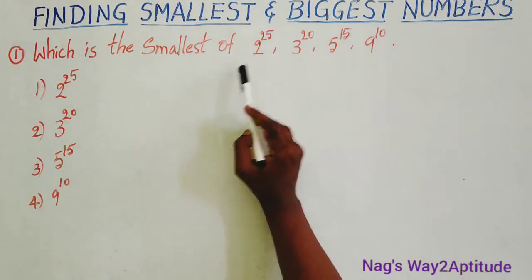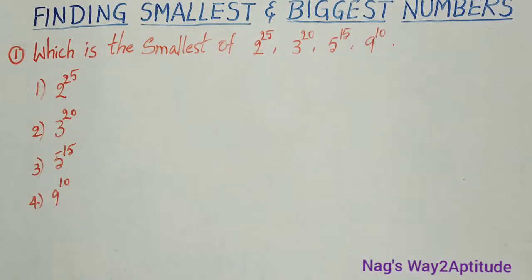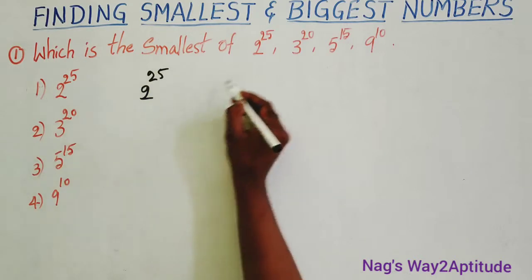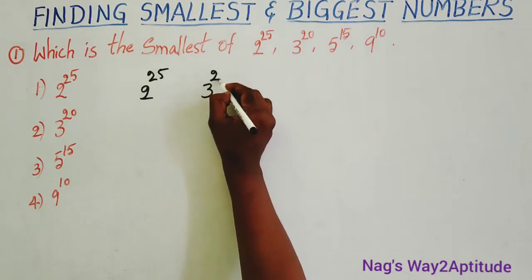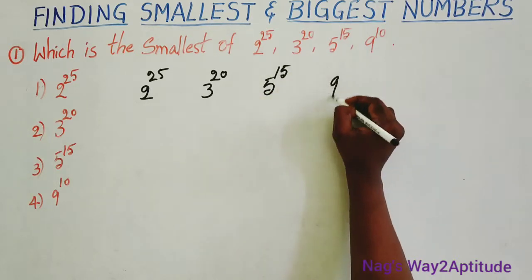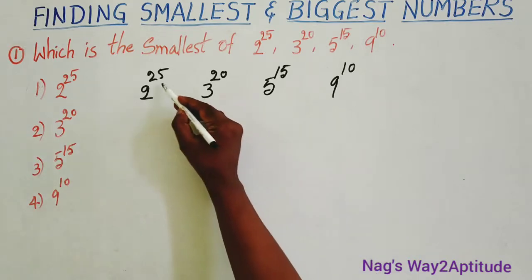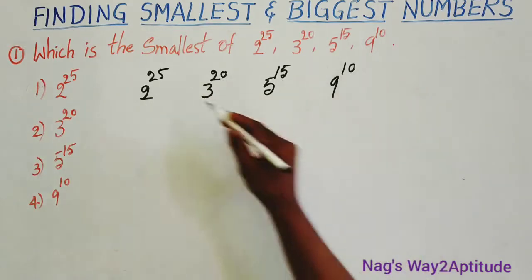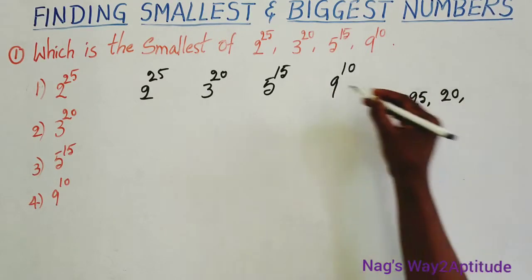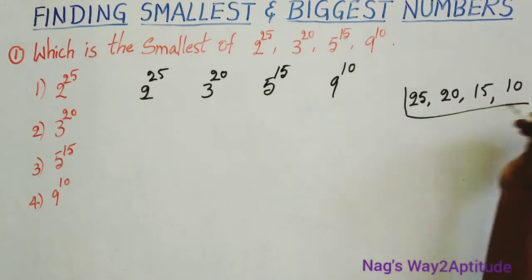Which is the smallest of 2 power 25, 3 power 20, 5 power 15 and 9 power 10? So the given numbers are 2 power 25, 3 power 20, 5 power 15 and 9 power 10. Now friends, simply find the HCF of all these powers. What are the powers? 25, 20, 15, 10. So you find the HCF.